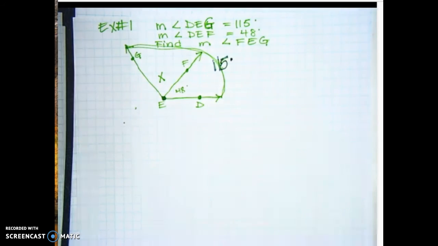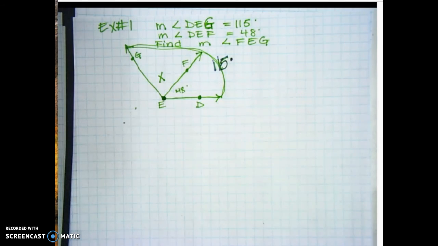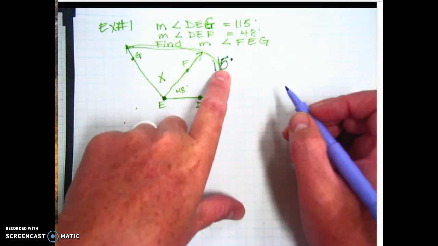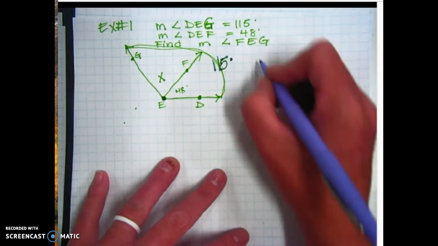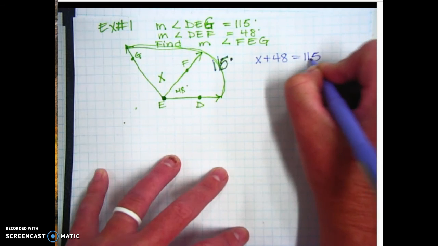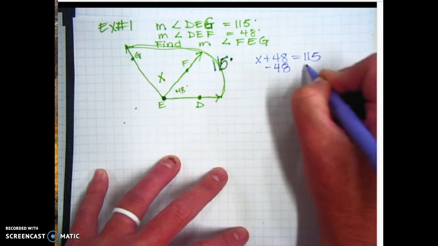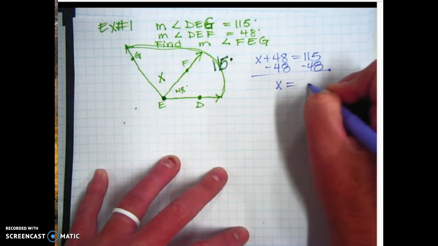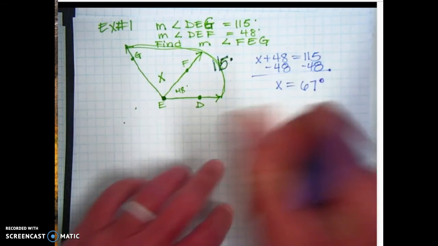Okay, now we just learned about the segment addition postulate. And the main word is addition. But am I going to use addition? No. I actually need to use the opposite of addition, which is subtraction, because this angle plus this angle equals the whole thing. So I'm actually going to end up subtracting. If I say X plus 48 equals the 115, I'm going to subtract the 48. And I should get X equals 67 degrees.